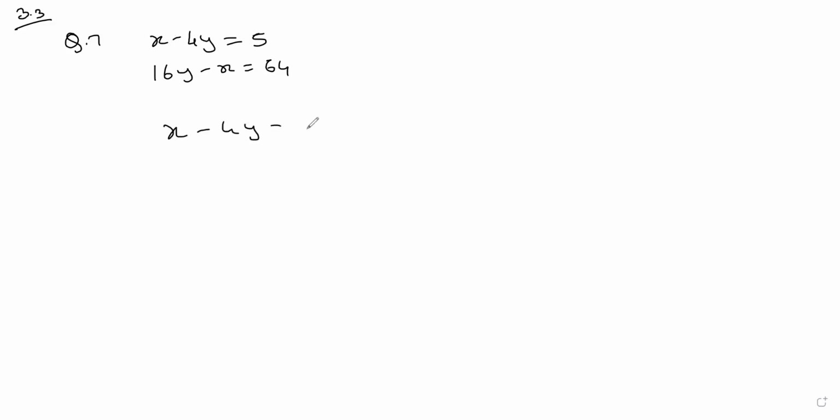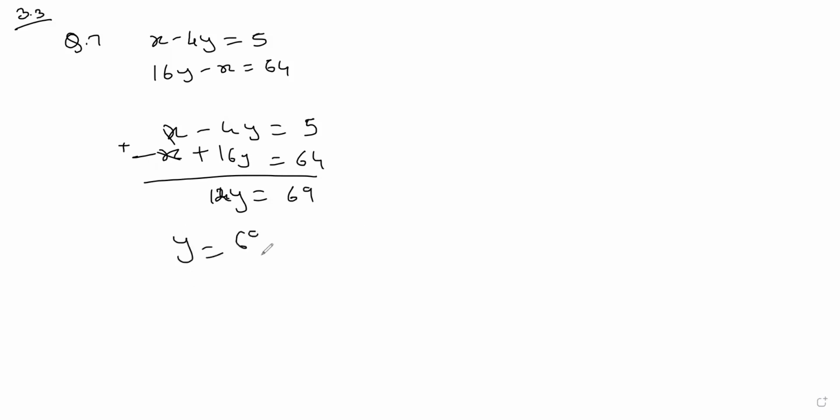So x minus 4y is 5 and minus x plus 16y is equal to 64. If I add these, x will get cancelled. This will be 12y is equal to 69. So y will be 69 by 12, that is 5.75.